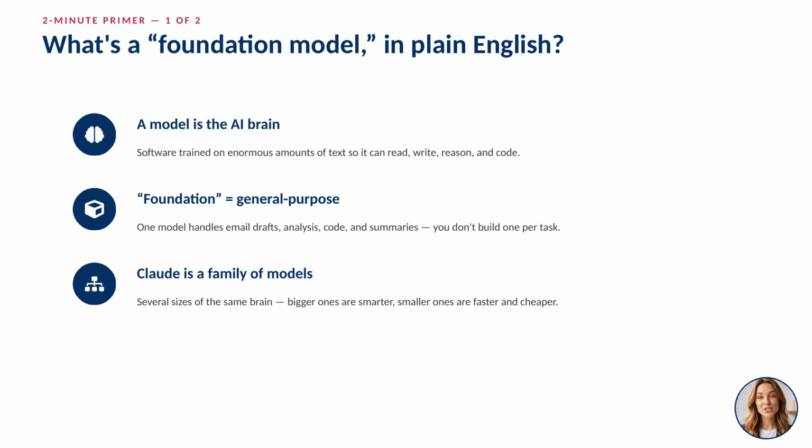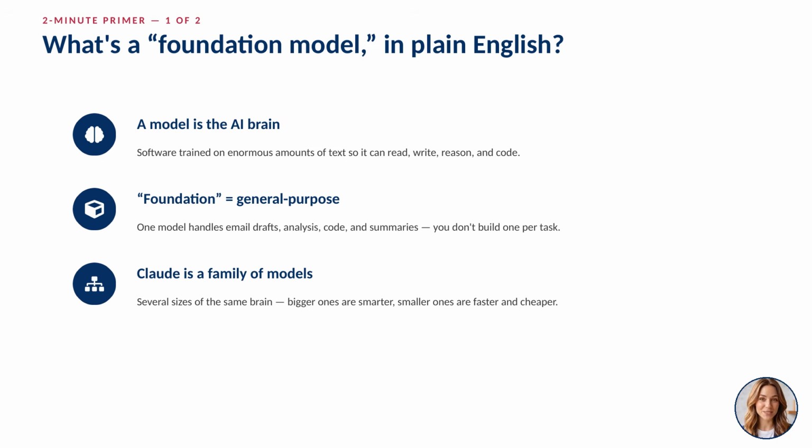Quick primer before we go shopping for models. 2 minutes and it'll make everything else click. When people say model, they mean the AI brain itself. Software trained on enormous amounts of text until it can read, write, reason, and code. The word foundation just means general purpose. The same model that drafts your email can also analyze a spreadsheet or write code, so you don't need to build a separate tool for every task.